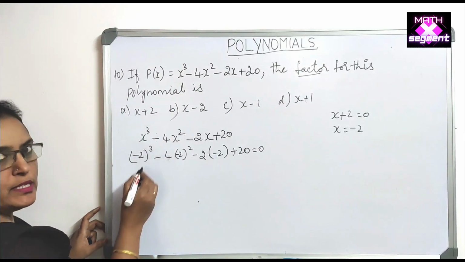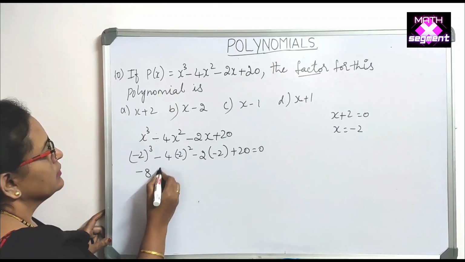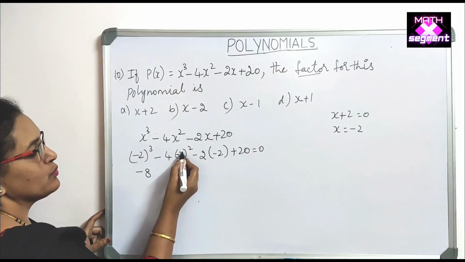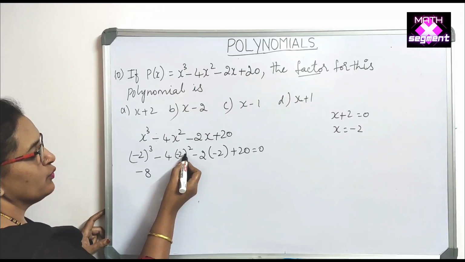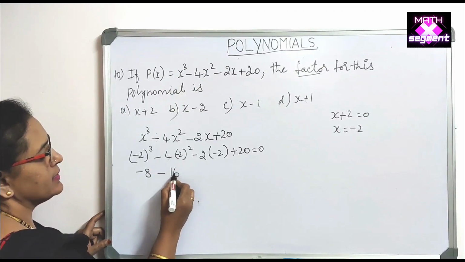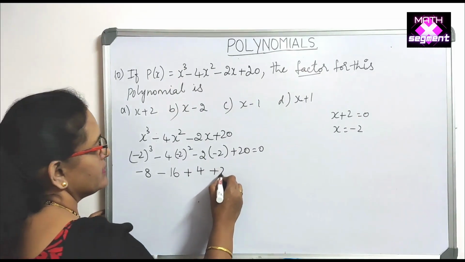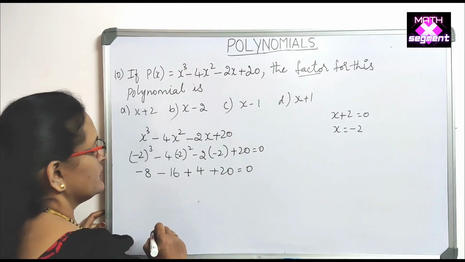Minus 2 whole cube means -2 into -2 into -2, that is nothing but -8. Then minus into minus is plus, 2 twos are 4, so plus 4 it is. Minus into plus is minus, so 4 fours are 16. Minus into minus is plus, 2 twos are 4. Plus 20 is equal to 0.